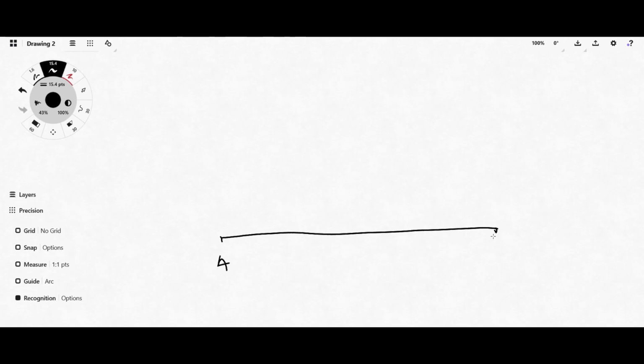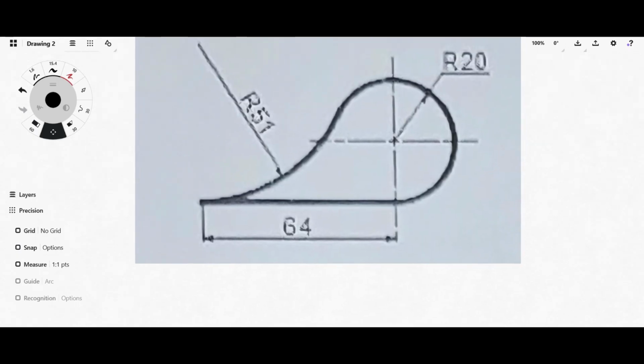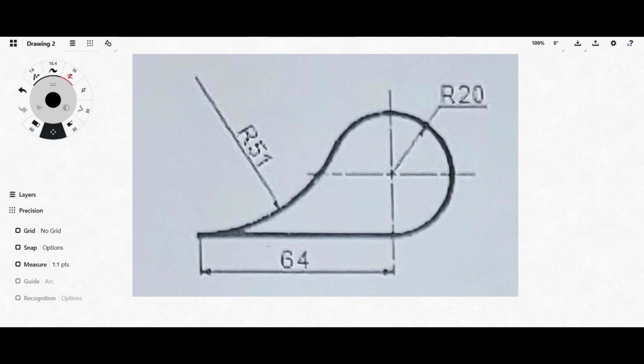Assuming this is a straight line, A, B, 64 millimeters. So you draw your line AB, 64 millimeters, with your straight rule or any straight edge you have, and then you go on to the next easiest thing to draw.